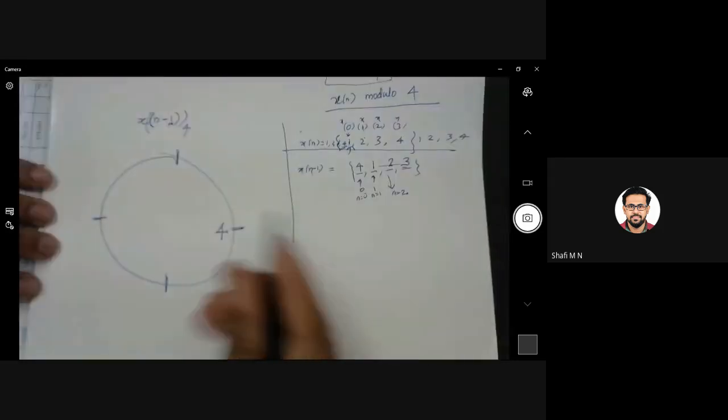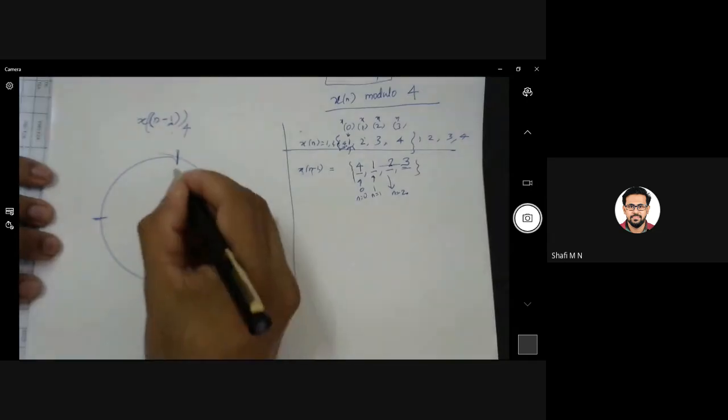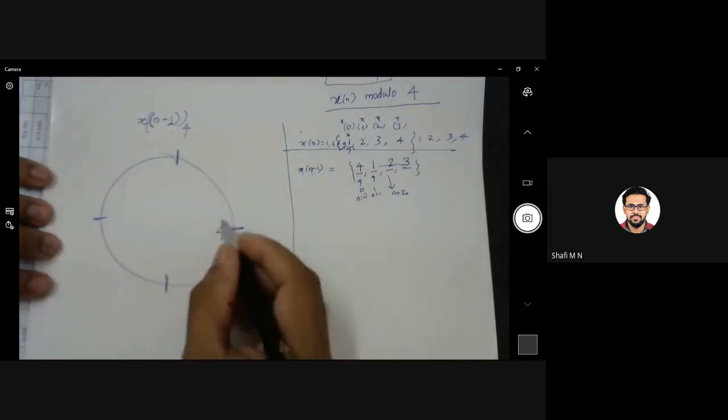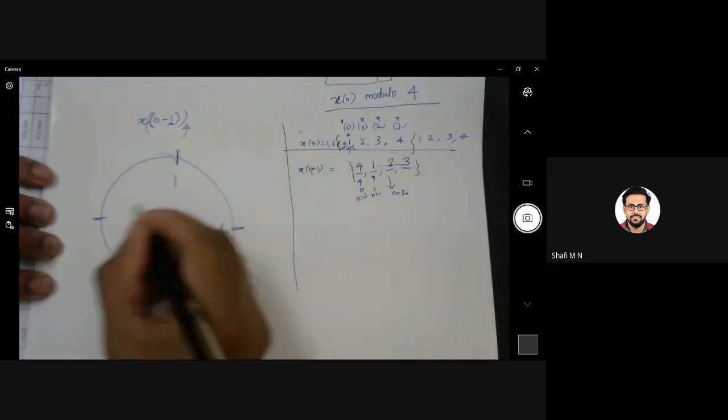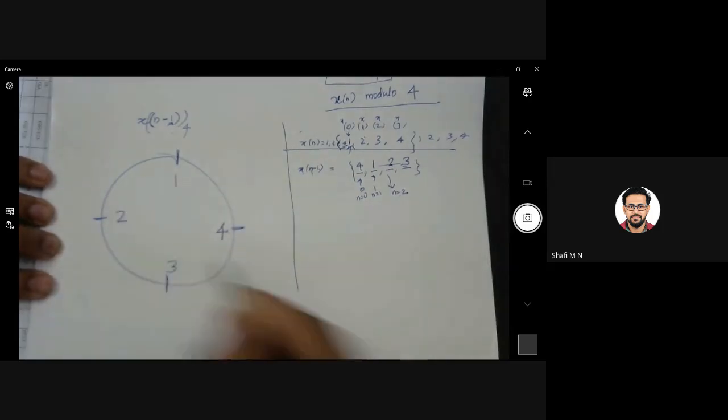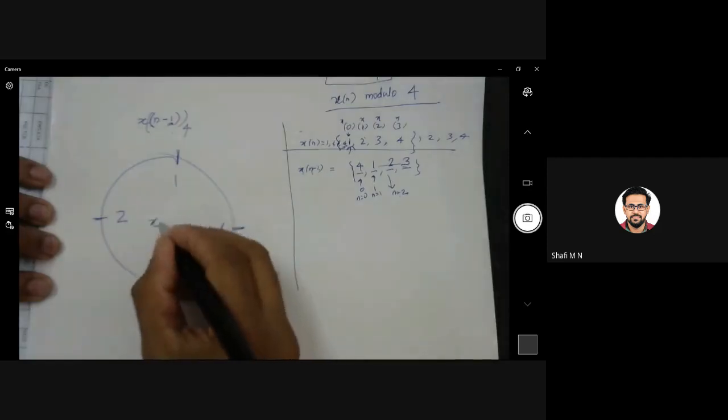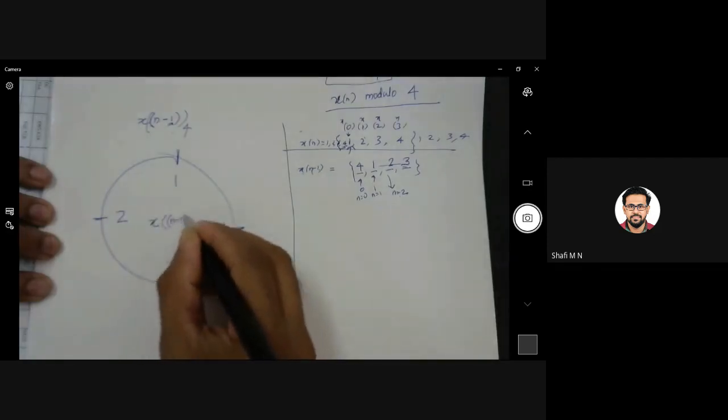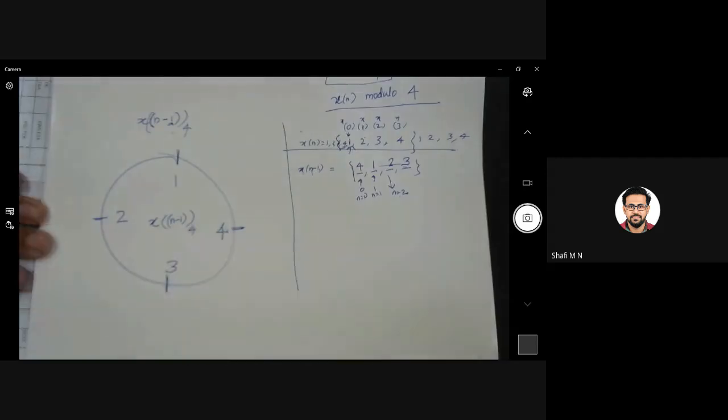So what will that be? 4, 1, 2, 3. This is your new sequence. What is the name of this signal? X of n minus 1 modulo 4.